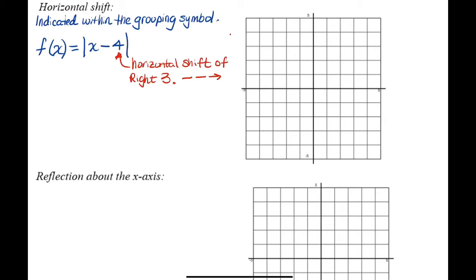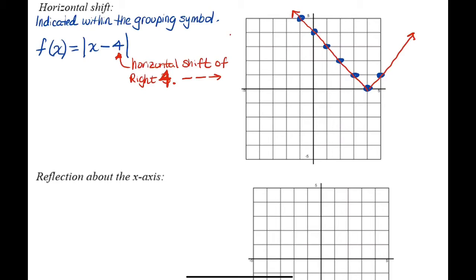So let's not even draw the parent function here. Let's start with just the shift. Like I said, this one indicates a horizontal shift to the right. I put right 3, I meant to put right 4. I'm not sure where I put right 3. But this has a horizontal shift of right 4. Right here is where the vertex of that graph is going to be, and then some other points. Now we know that the general shape of an absolute value graph is a V. There's not much room on the right, so I can at least draw some points on the left.